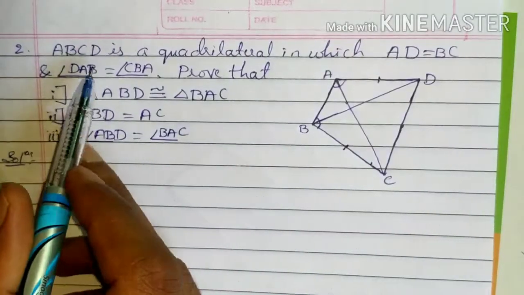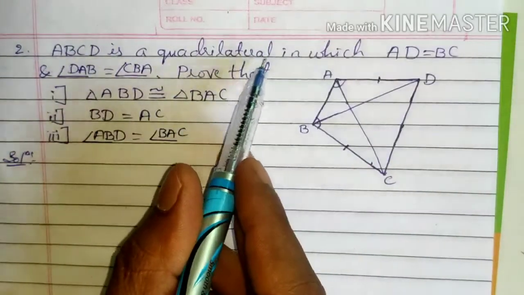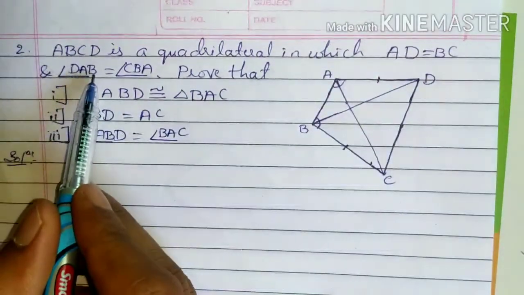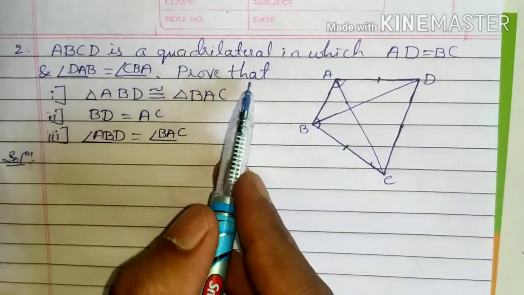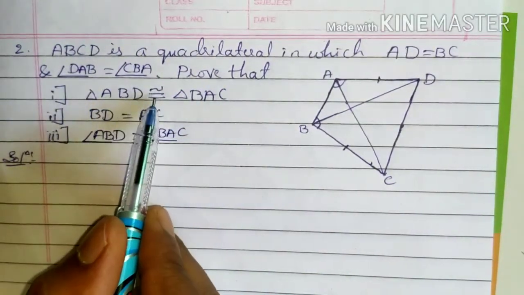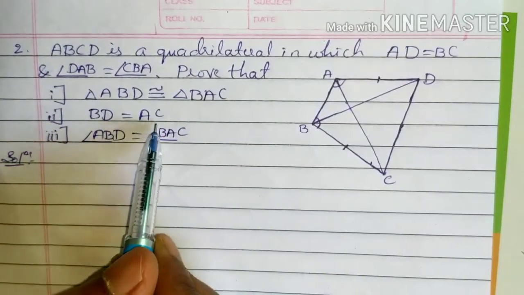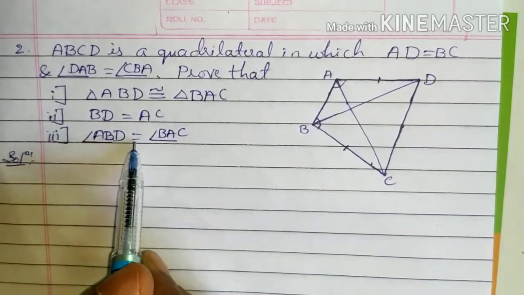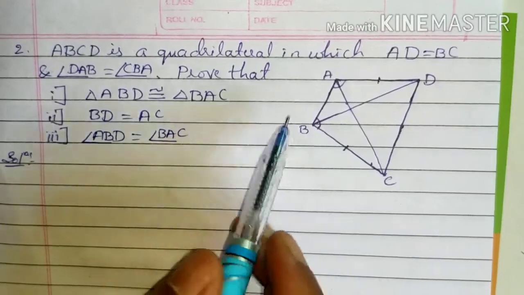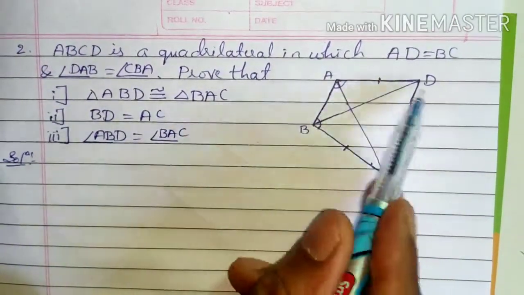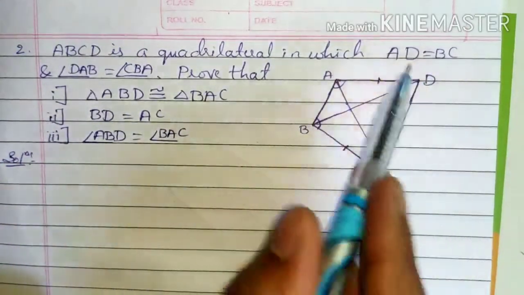Second example, ABCD is a quadrilateral in which AD is equal to BC and angle DAB is equal to angle CBA. Prove that triangle ABD congruent to triangle BAC. Second one, BD is equal to AC. Third one, angle ABD is equal to angle BAC. So given that ABCD is quadrilateral. Quadrilateral means which has four sides. Okay, in which AD is equal to BC.